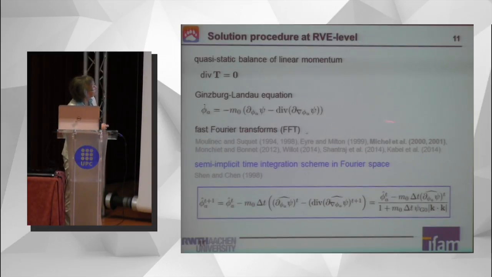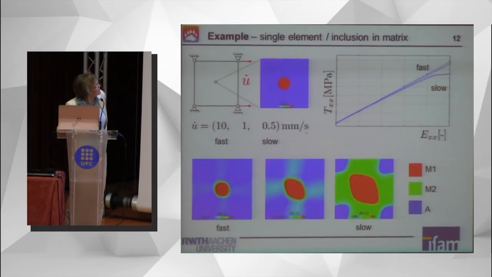Certainly several people have already worked on it, and we have mainly used the work of Michel and others. We use here a semi-implicit time integration scheme in the Fourier space. So you see this here is implicit, and this here is explicitly treated. And so we come to this expression where we have in the denominator the transform to the Fourier space, where k is the wave vector. Certainly these are long pages of derivation which I do not show here. I come now immediately to the examples for this first part.